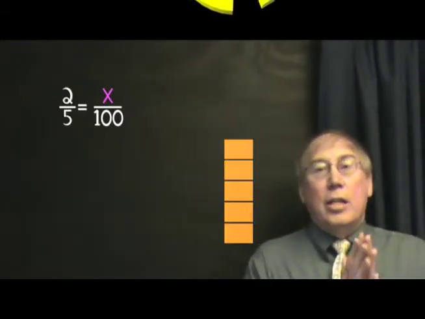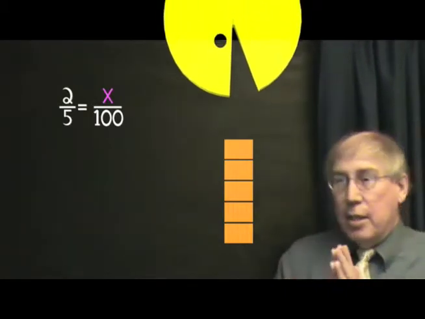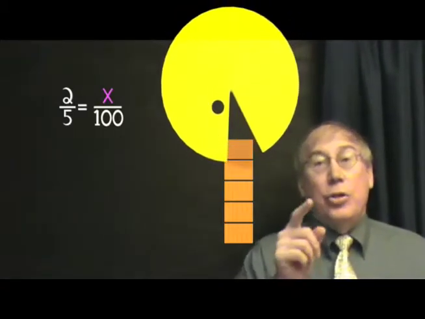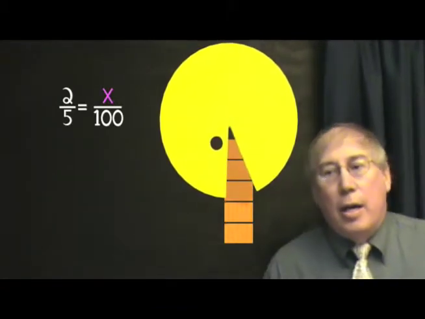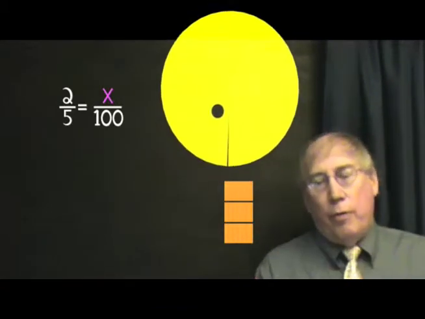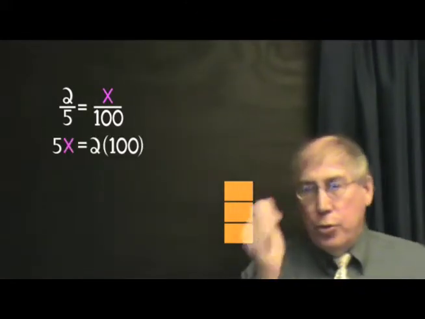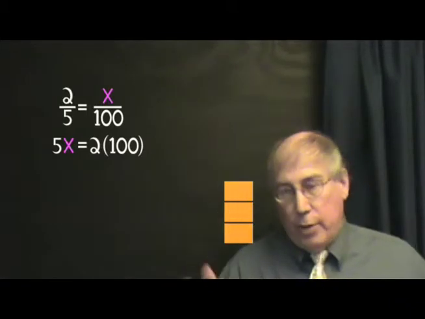Now here, let's say we have a candy bar that has 5 pieces. And here's this Pac-Man character coming down. And let's say that it eats 2 out of the 5 pieces. Now, 2 out of 5. What percent of 5 is 2? Set it again up as a proportion equal to x over 100.